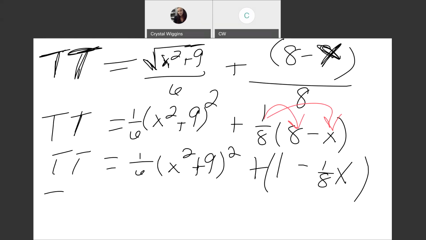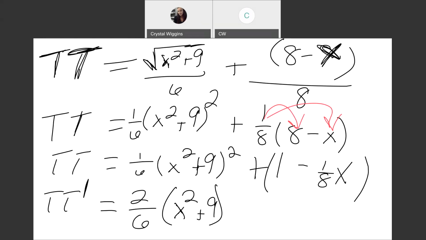Now let's take the derivative. This first part is going to be a chain rule. We take the 1/2 exponent, multiply it by the 1/6, and we get 1/12. Leave the inside function alone. Go back up, subtract 1, so that's an exponent of negative 1/2. And multiply by the derivative of what's inside, which is 2x. The 9 is a constant, so that goes to 0. Then we take the derivative of 1, and that is 0, so that part goes away. The derivative of negative 1/8 x is negative 1/8. Put a minus sign here, minus 1/8.